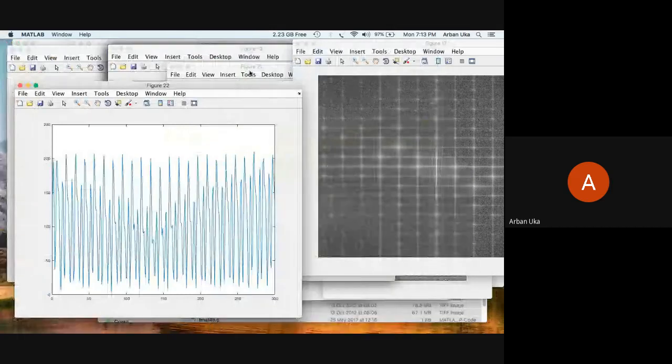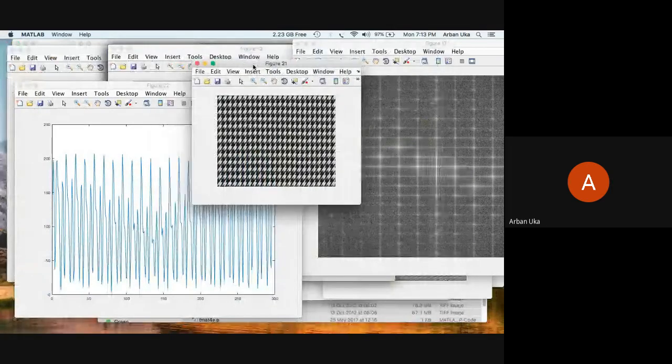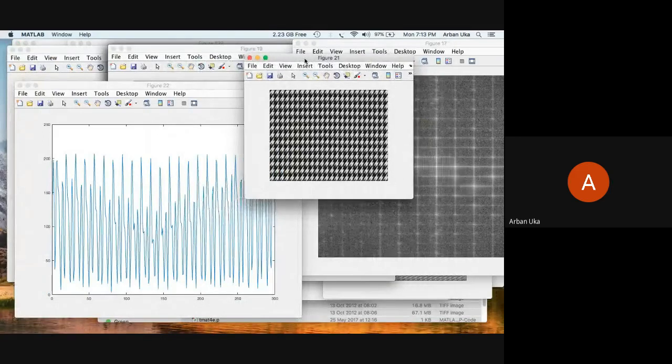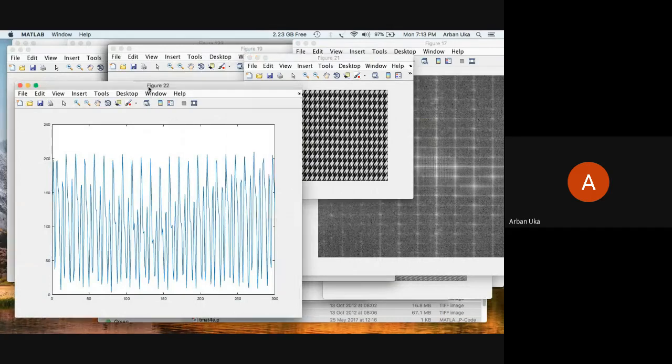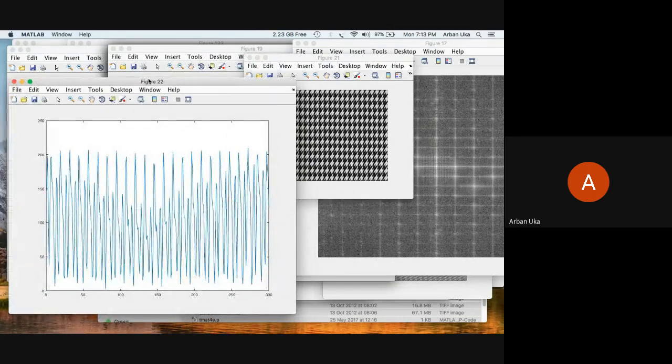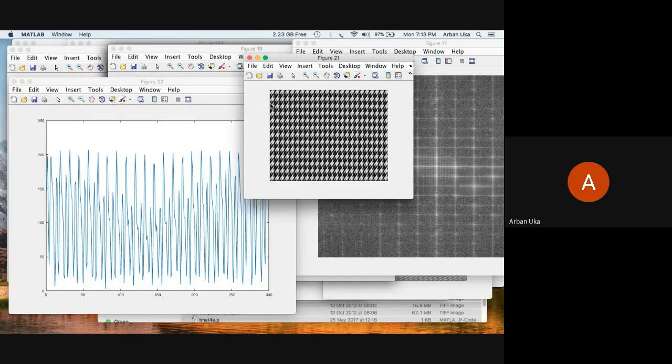No, 21 is this. And in figure 21, we see that even after the filtering, we still have a lot of features. And this figure 22 is just the 29th row of this matrix. In the 29th row, we see that the pixels can go up high, around 200, which is some bright spot. They go down to 0 or 5, which would be the dark spots, which are shown here in this figure.